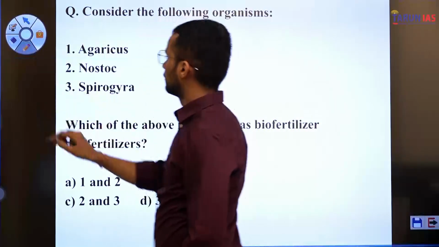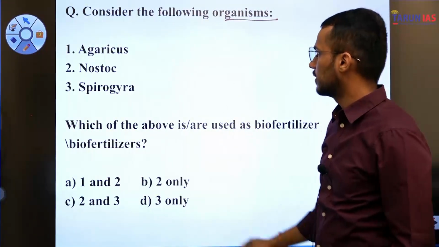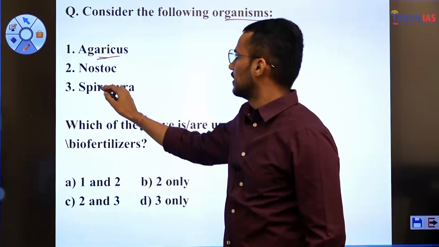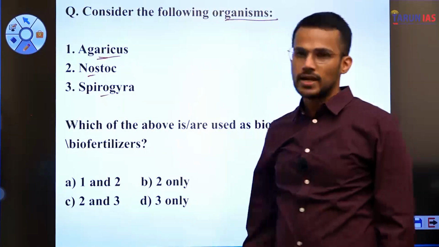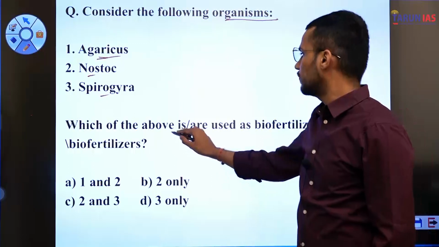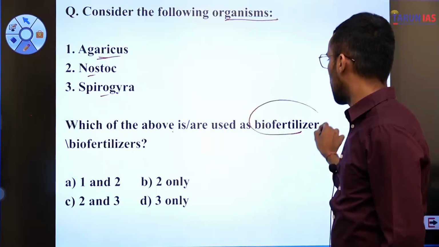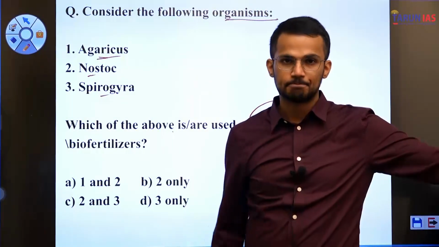Next question. Consider the following organisms. First, agaricus. Second, nostoc. Third, spirogyra. Which of the above are used as biofertilizer or biofertilizers?